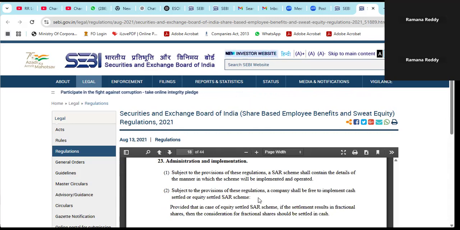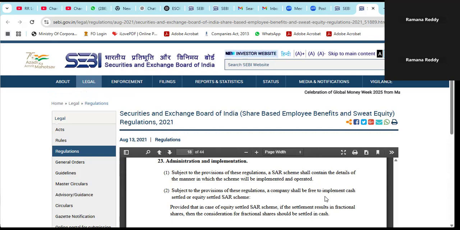A company shall be free to implement a cash settle or equity settle scheme. Here you will find two ways. SARs will be settled either by cash, in which case it is called cash settle, or by equity shares, in which case it is called equity settle scheme. In case of an equity settled SAR scheme, if the settlement results in fractional shares, then how will the fractional share be given?